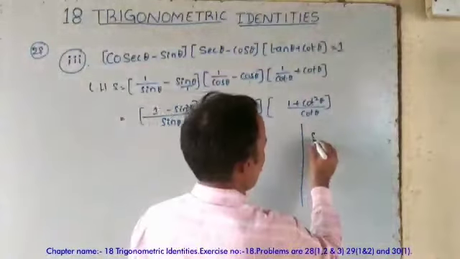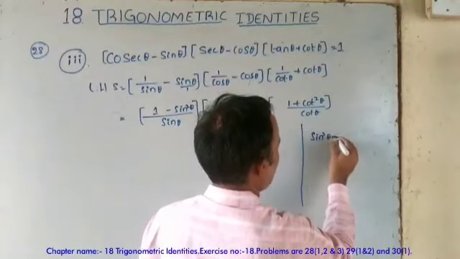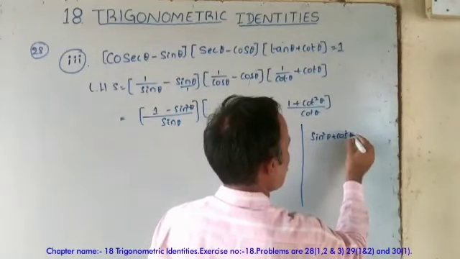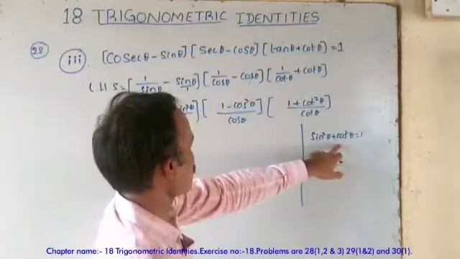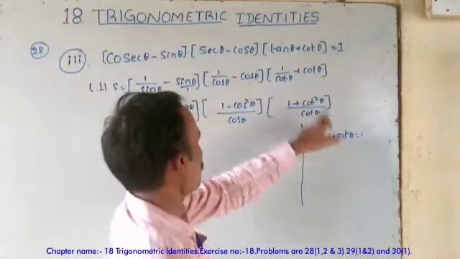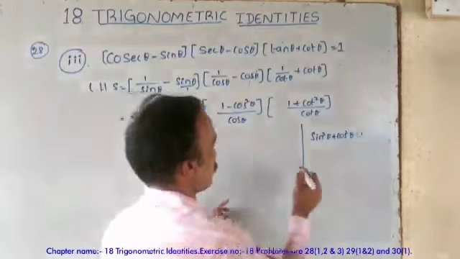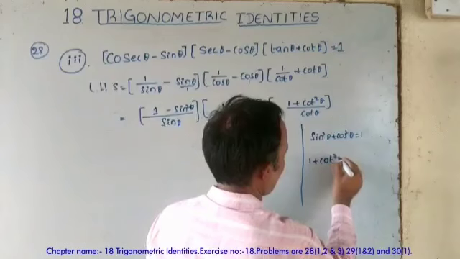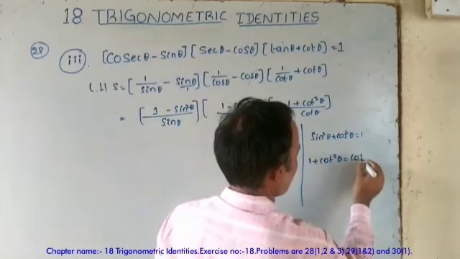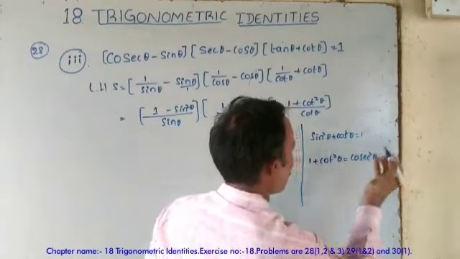Yes, again sin square theta plus cos square theta is equal to 1. By using this, 1 minus sin square theta can be written as cos square theta, and 1 minus cos square theta can be written as sin square theta. Again we have one more identity: 1 plus cot square theta can be written as cosecant square theta.